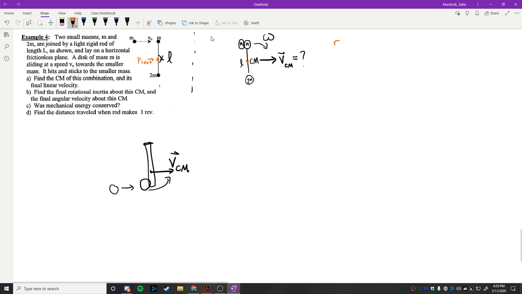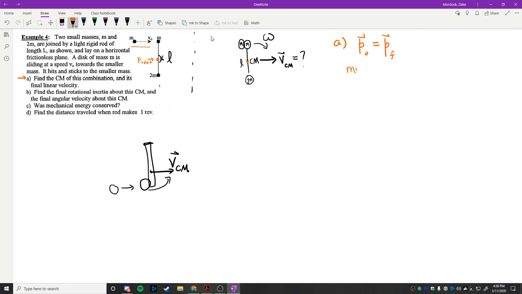All right, part A. Find the center of mass of this combination and its final linear velocity. Well, we've already found that the center of mass of the combination is right in the center, right? To find its final linear velocity, we're going to use conservation of linear momentum. Initial linear momentum, P0, should be equal to final linear momentum, PF. The initial linear momentum of the system is very simple. This is the only thing moving. A mass moves to the right with an initial speed V0.